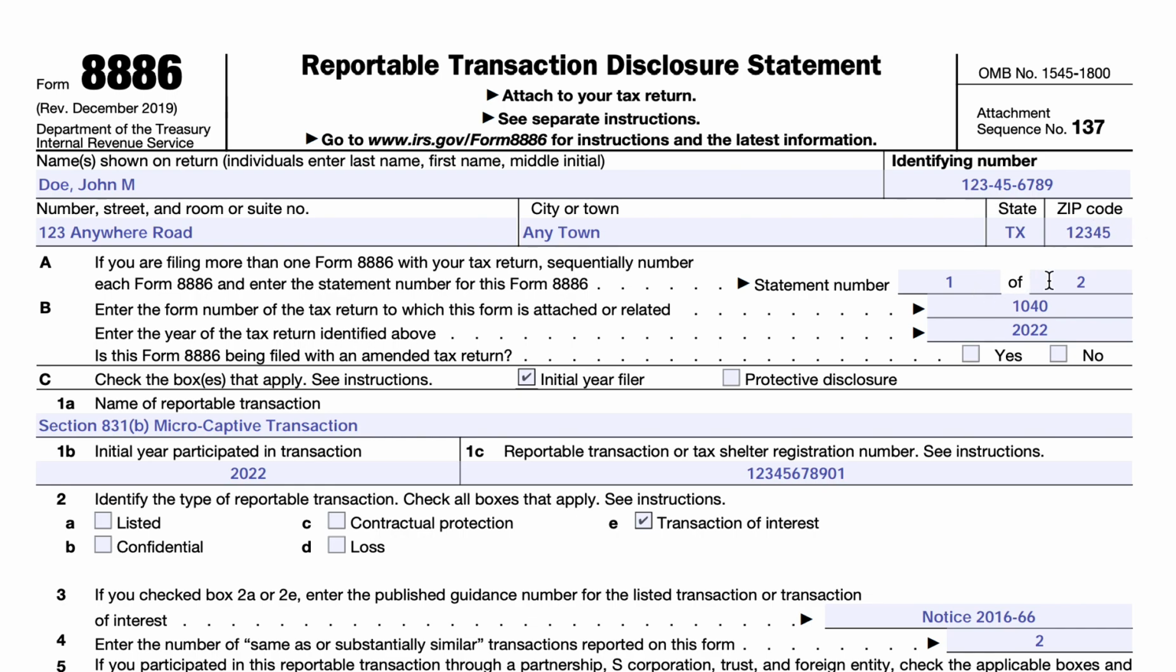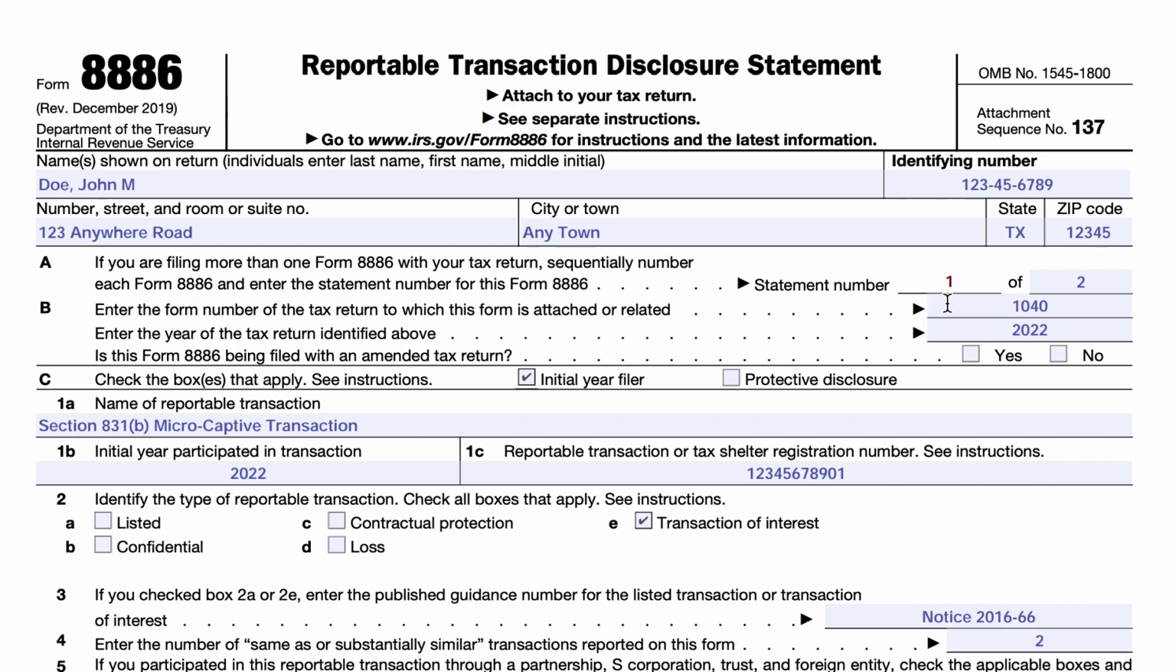line A basically states if you're filing more than one form with your tax return, then you should sequentially number each copy of the form and then enter the statement number. So for example, if this statement was 1 out of 2, then that indicates that there's a second form 8886 out there that should be labeled 2 of 2.